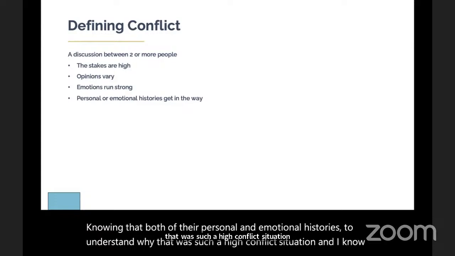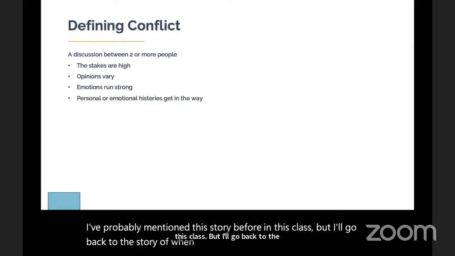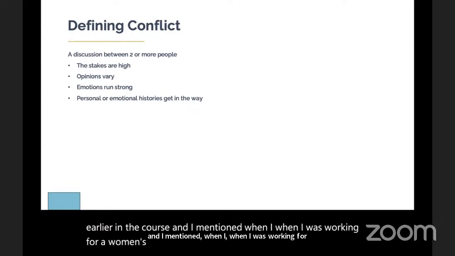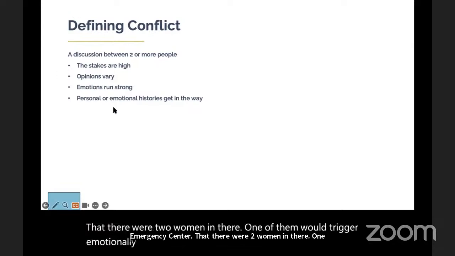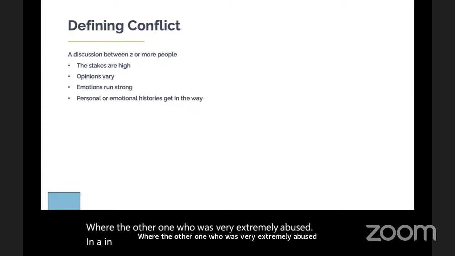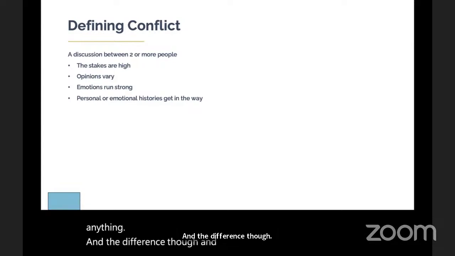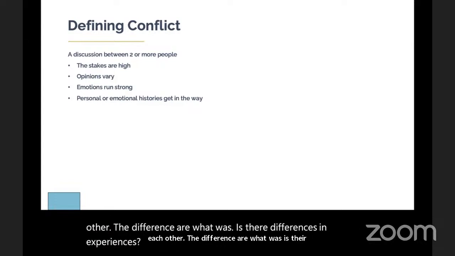I know I've probably mentioned this story before in this class, but I'll go back to the story from when I was talking about trauma responses earlier in the course, when I was working for a women's and children's emergency center. There were two women in there. One of them would trigger emotionally and personally; I remember one of her nails got broken. The other one, who was very extremely abused in an acute situation, didn't seem to have any trauma responses to anything. Those two did conflict with each other. The difference was their experiences and their histories.